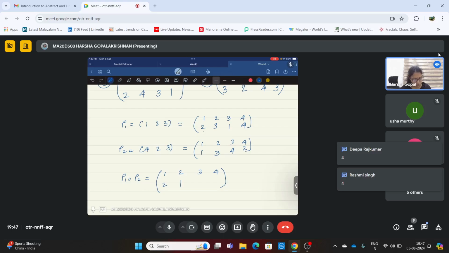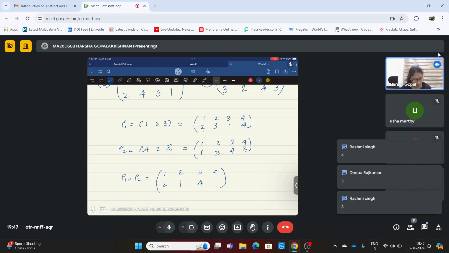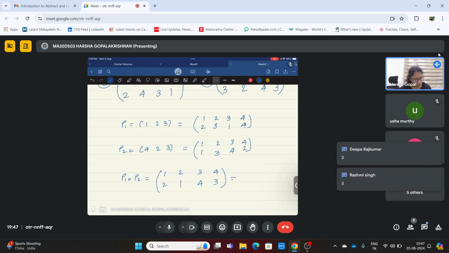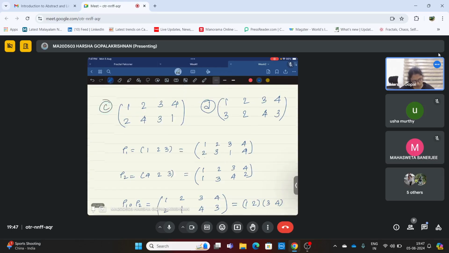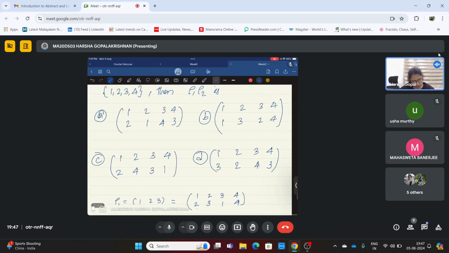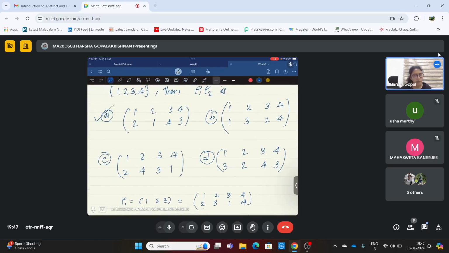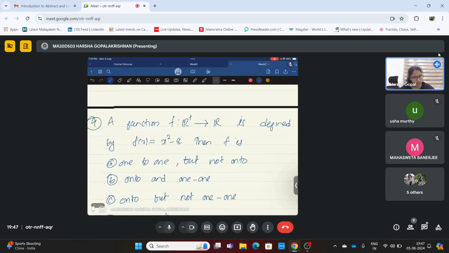Yeah, 3 is going to 4 and 4, yes, 3. So 2, 1, 4, 3. So we can write in cycle notation 1 going to 2 and 2 going to 1 and 3 going to 4, 4 going to 3. Like this also we can write it. So the option is (1 2)(3 4). Option A. Okay. This is the correct answer. Clear? That is a simple question.